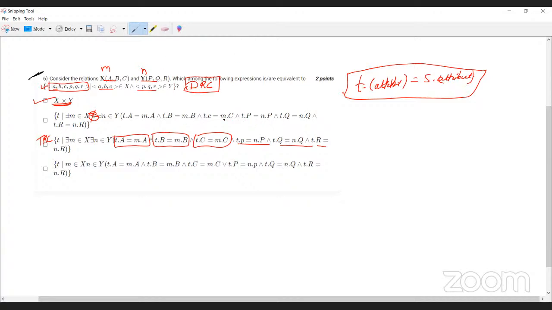Because of this small p, I would not be considering option 2 either. In the third option, T dot small p should be capital P here. Even in the fourth option, you see T dot capital P is equal to N dot small p. This is actually a typo that caused confusion. So it should be capital P only, because we are projecting the attributes from this table. Yes, now it makes sense.